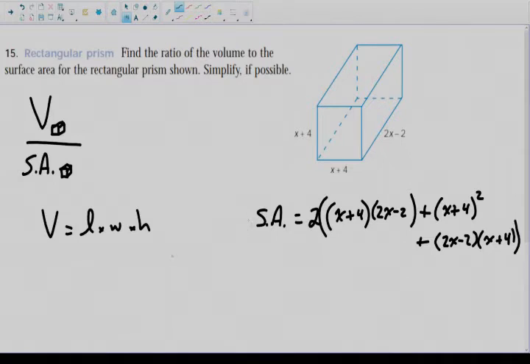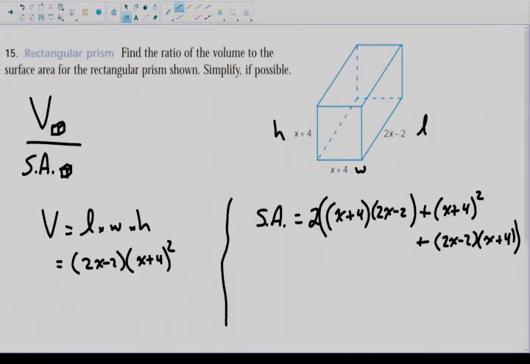So this brings up an interesting question, do we expand this? We're going to have to expand it because these are additions and not multiplications. This is going to end up being one trinomial most likely, and that trinomial may be factorable, so we're definitely going to want to expand that. For our length times width times height, we have 2x minus 2 times x plus 4 times x plus 4, which would be x plus 4 squared.